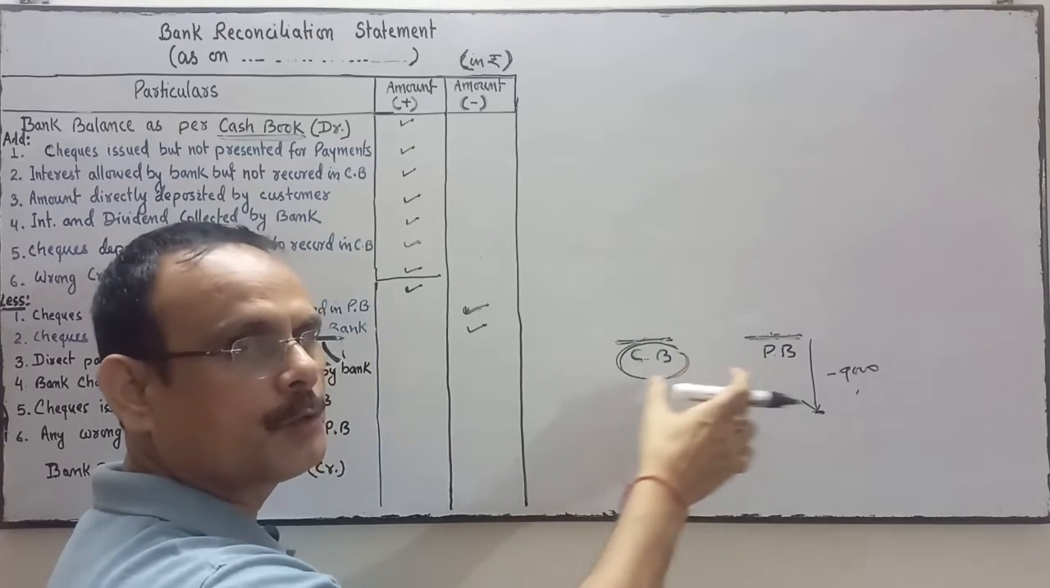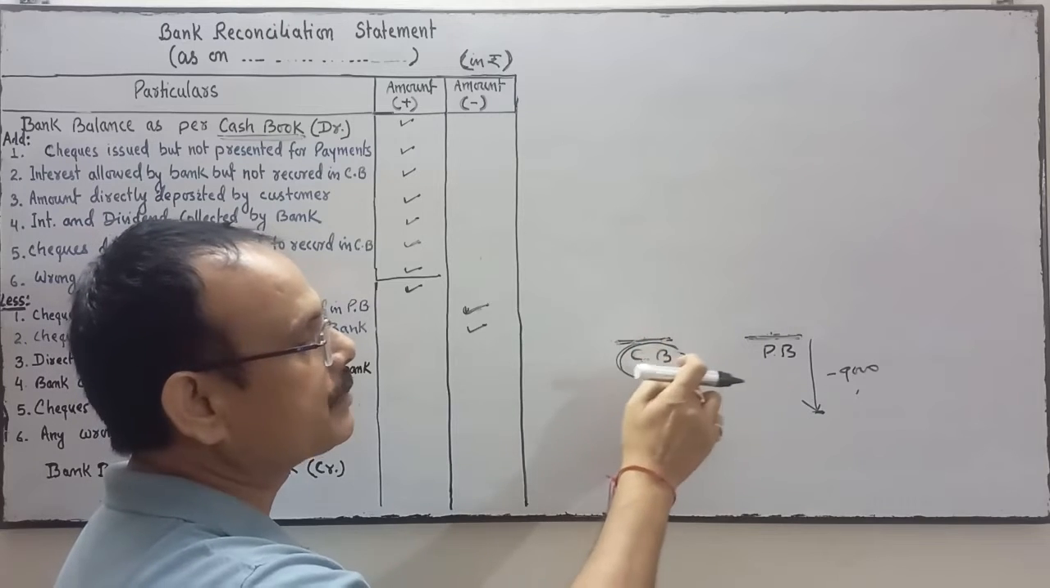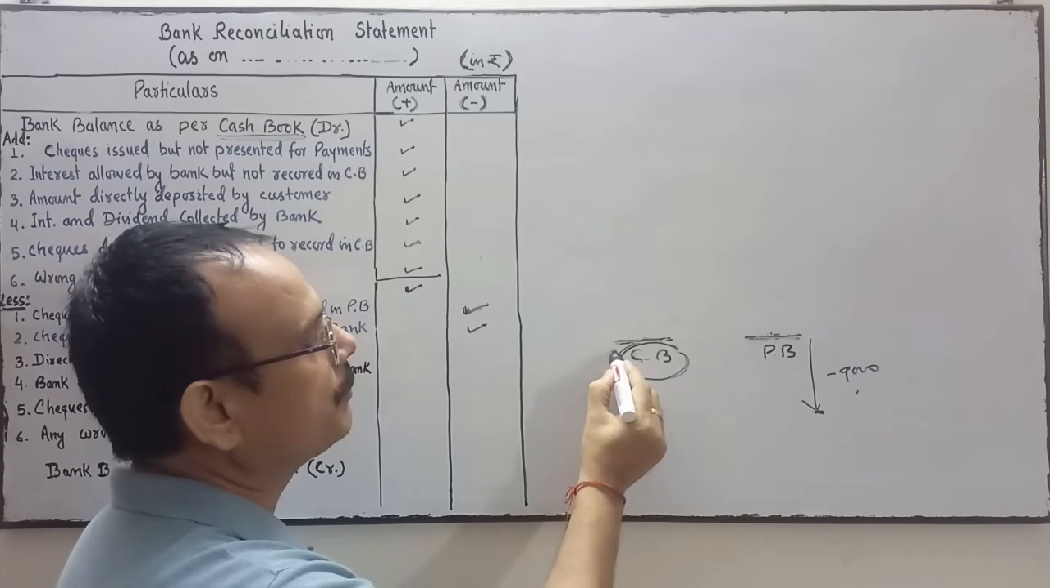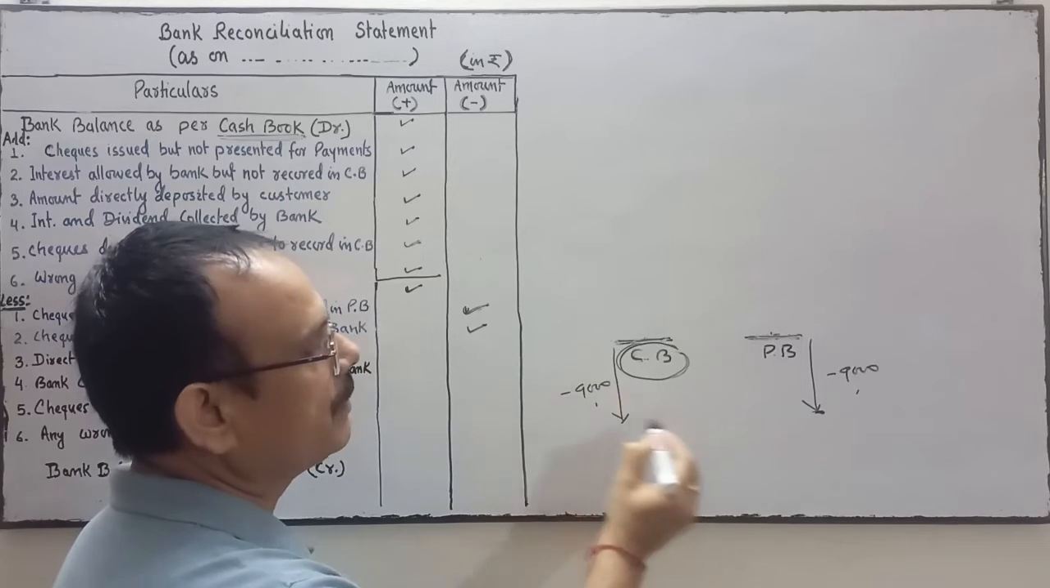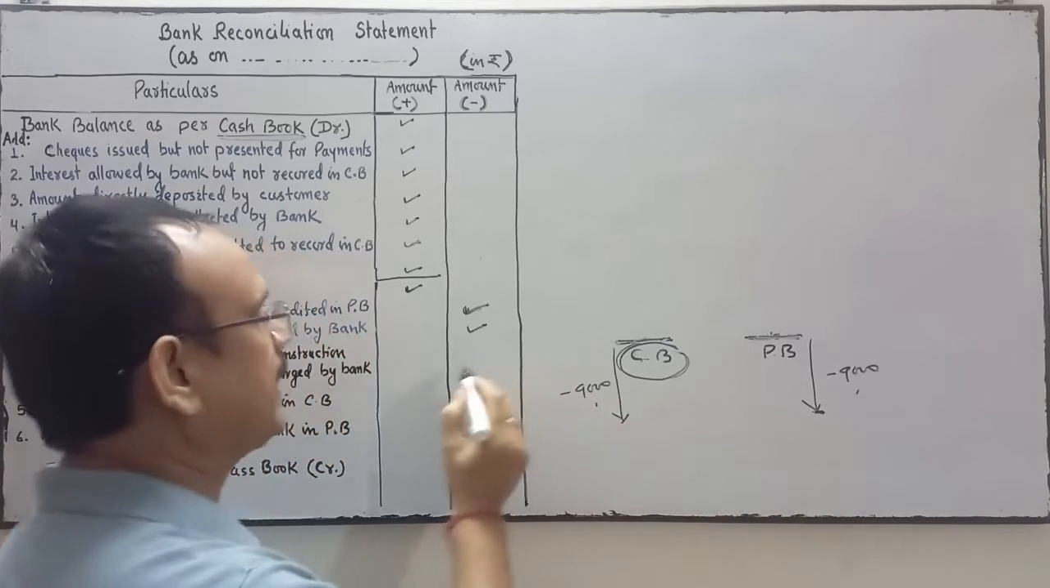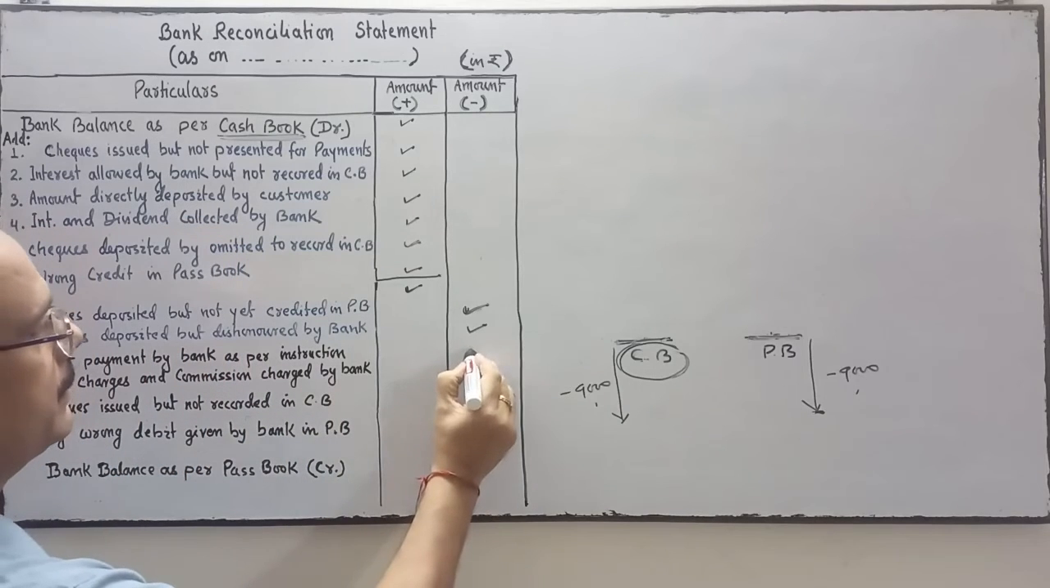Now make the balance equal. Both balances we want to make equal using this side, only the cash book side. Then we also deduct 9,000, and then we'll reach the same level. So 9,000 will be deducted.